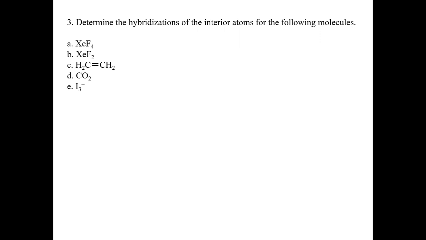Okay, so I hope you drew out the Lewis structures. If you just took a look at XeF4 and thought that it was the same thing as CH4, then you are sorely mistaken. Why? Because CH4 is tetrahedral. It's only got 4 electron groups, so that is sp3 hybridized. But if you drew the Lewis structure for XeF4, you see that it's not tetrahedral. It actually has 6 electron groups. So what's the hybridization for 6 electron groups? sp3d2.